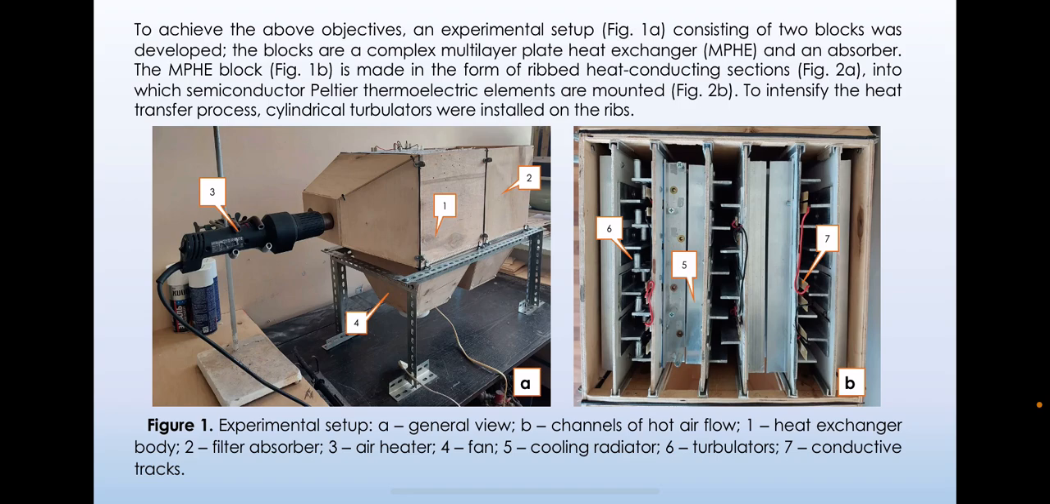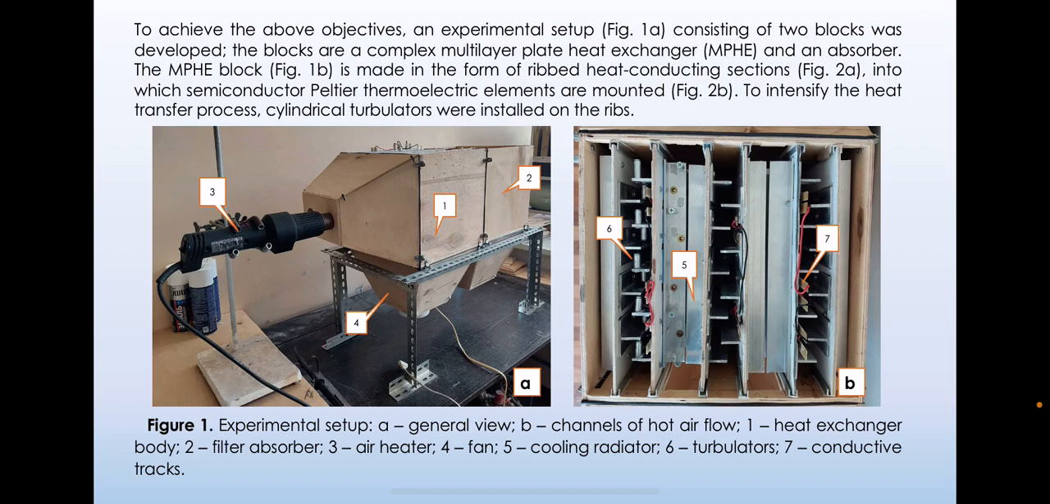The blocks are a complex multi-layer plate heat exchanger and an absorber. The multi-layer plate heat exchanger block is made in the form of ribbed heat conducting sections into which semiconductor Peltier thermionic elements are mounted to intensify the heat transfer process. Cylindrical turbulators were installed on the ribs.